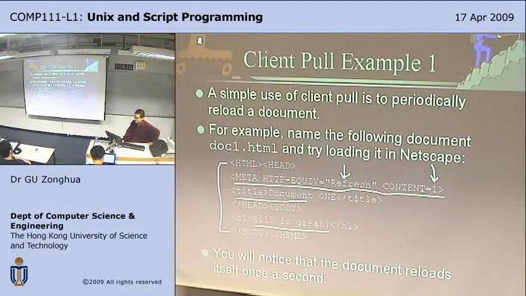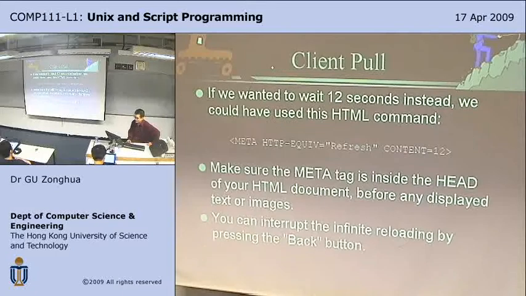So this is client pull. Therefore, every time you refresh, you close the connection. Next time you refresh, you open the connection, refresh, you close the connection. If you want to wait for 12 seconds, you simply say content equals 12.